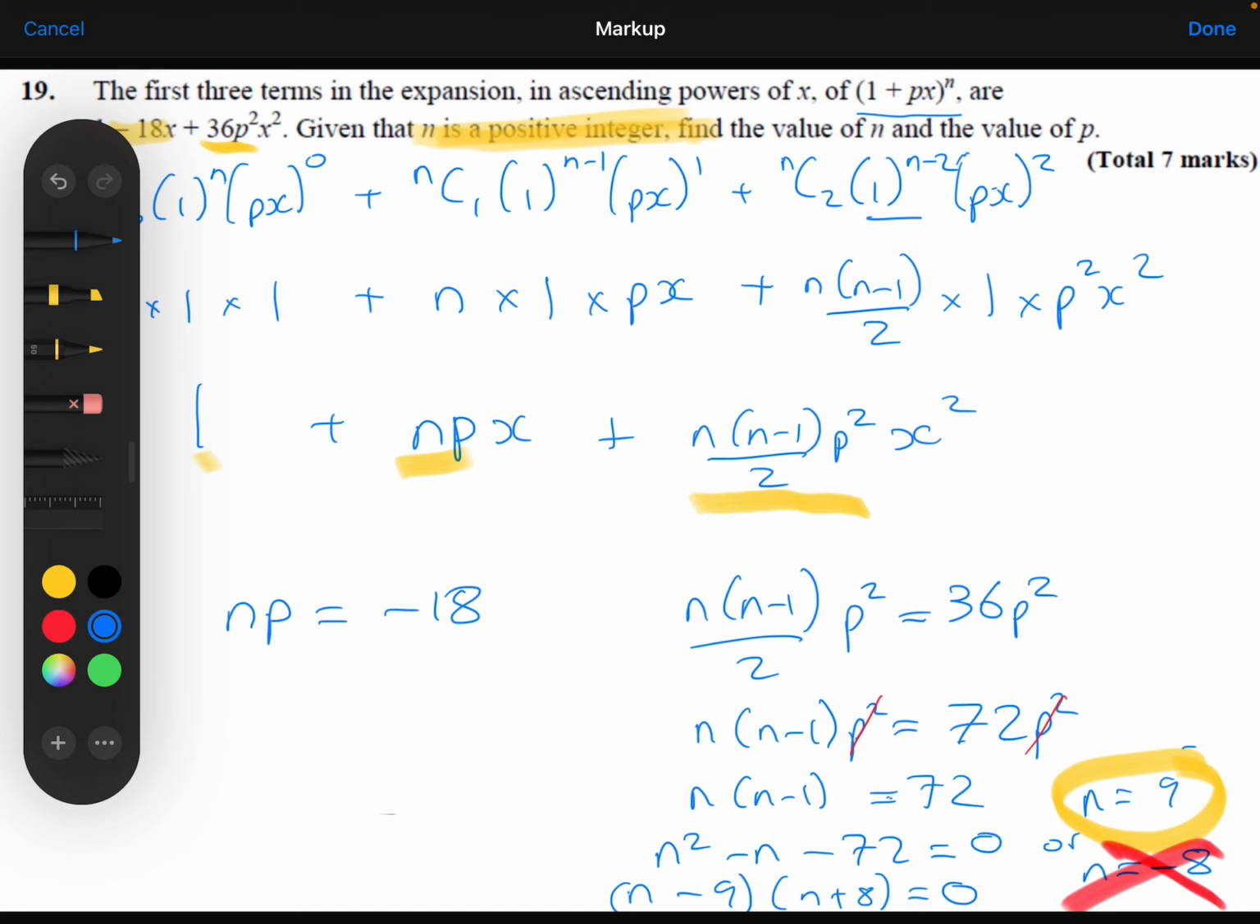So then if I come back to my other equation to work out p, I know n is 9 now, so 9p is minus 18, so p is minus 2.